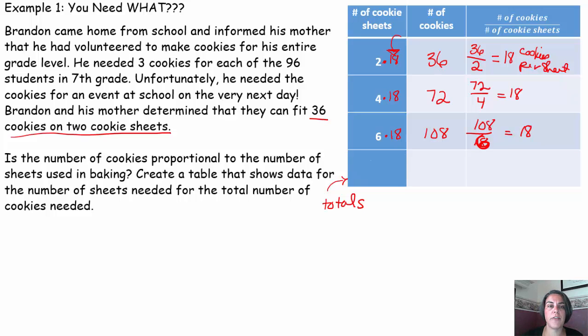Finally, I need to know about the totals. So for each of those 96 students, they each get 3 cookies.